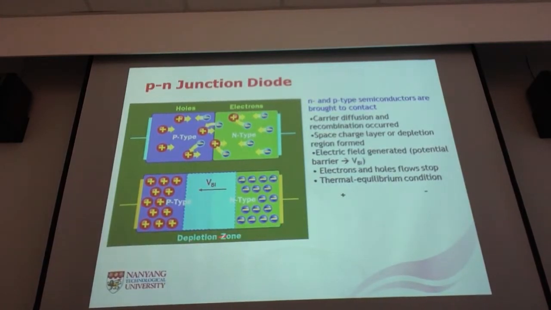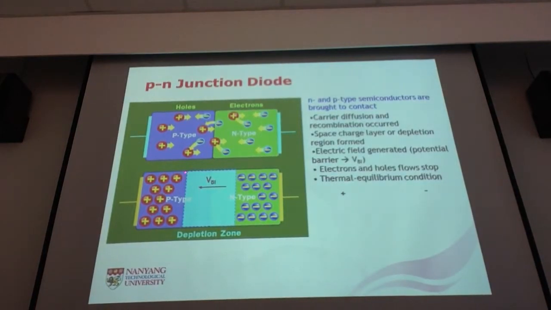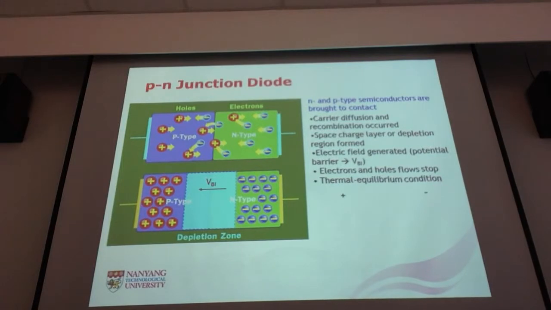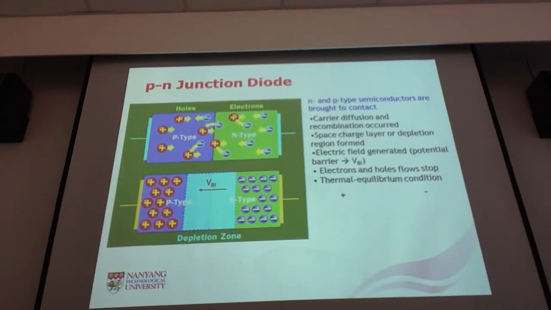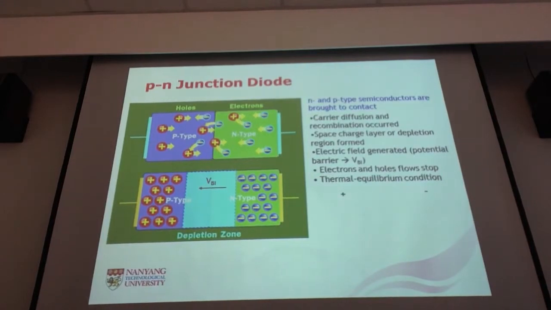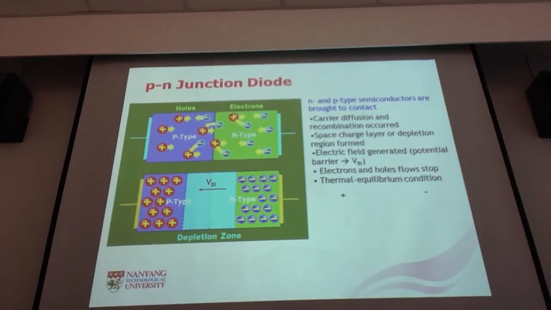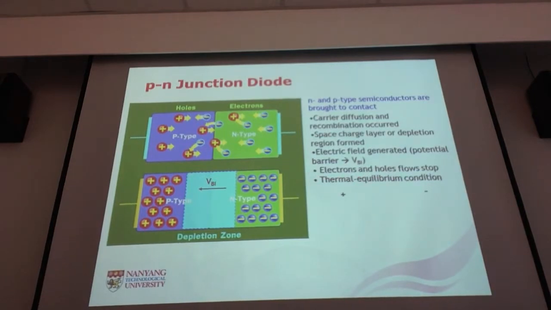In this case, there will be a region called the depletion zone. It is called the depletion zone because in this area there are very few free carriers as compared to the bulk here and there. The existence of this depletion zone is to establish an electrical barrier that prevents further diffusion from the P-type or N-type, like we said here. In this case, we call it a thermal equilibrium condition.